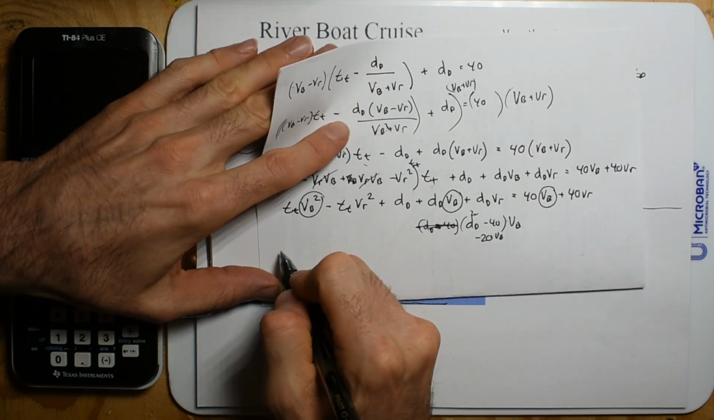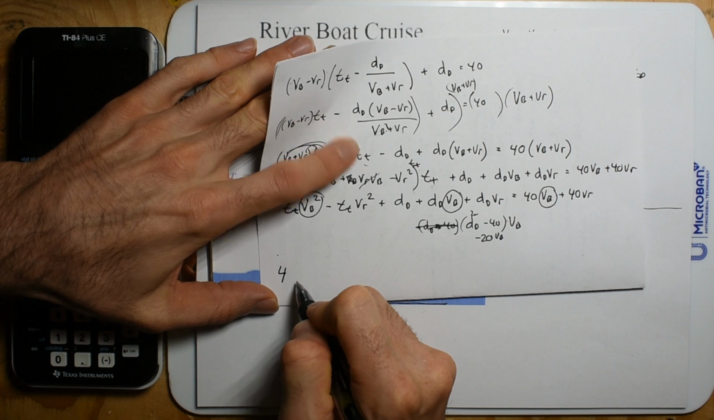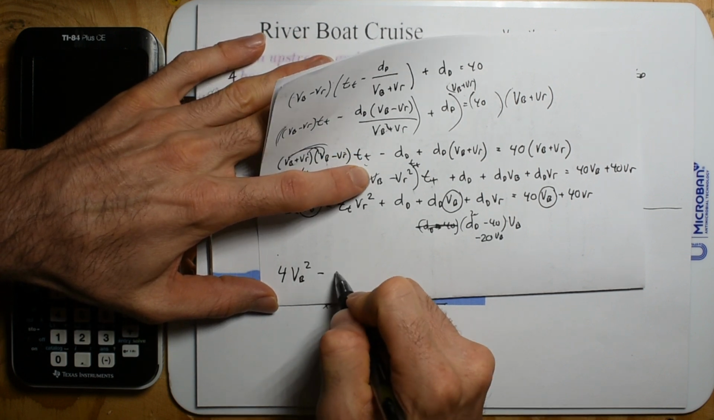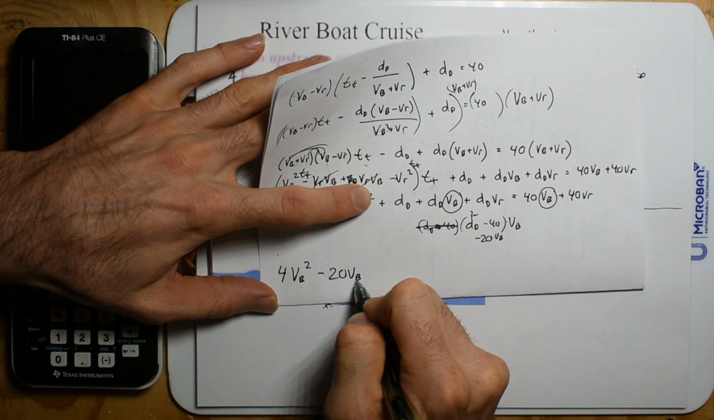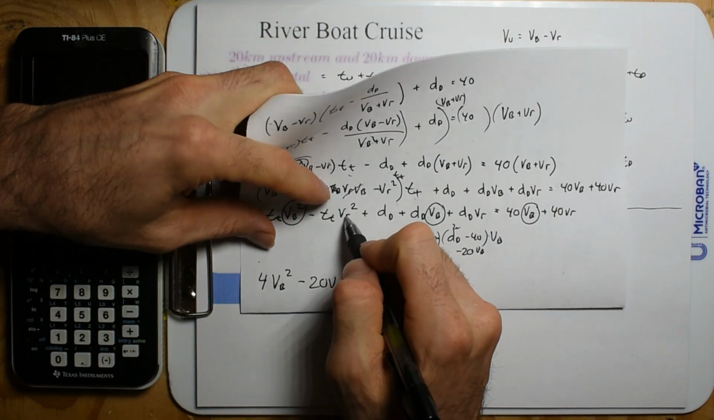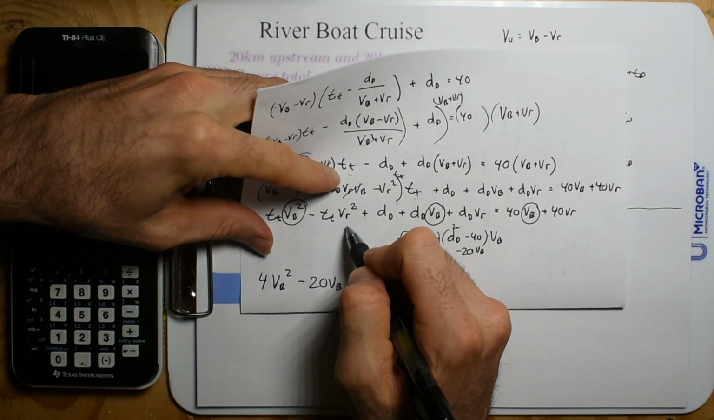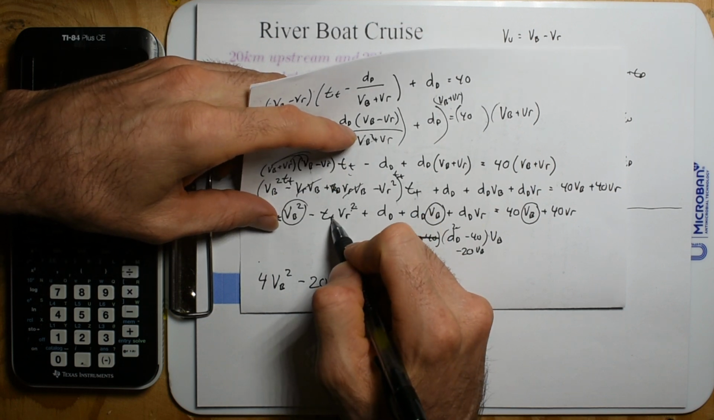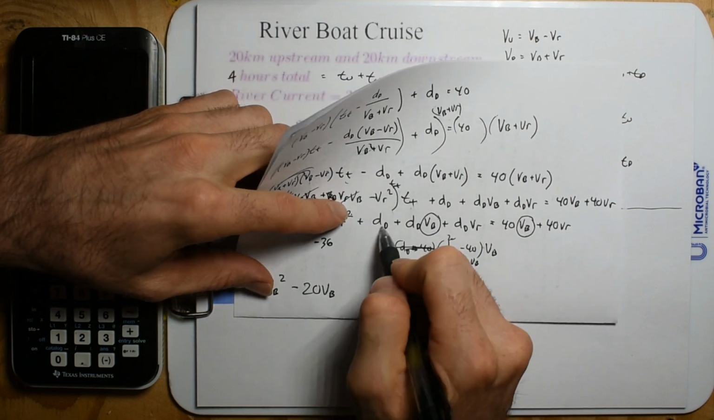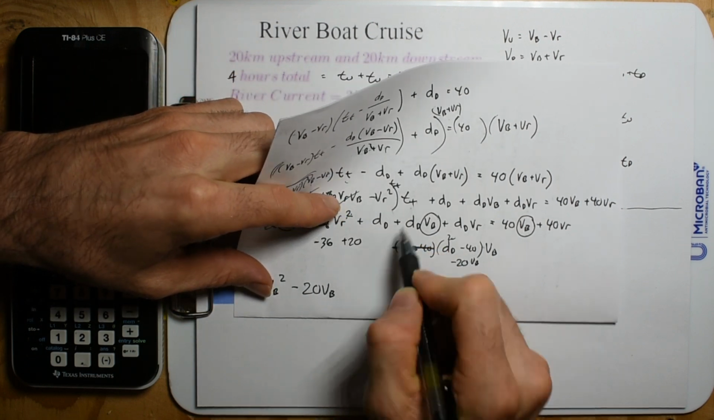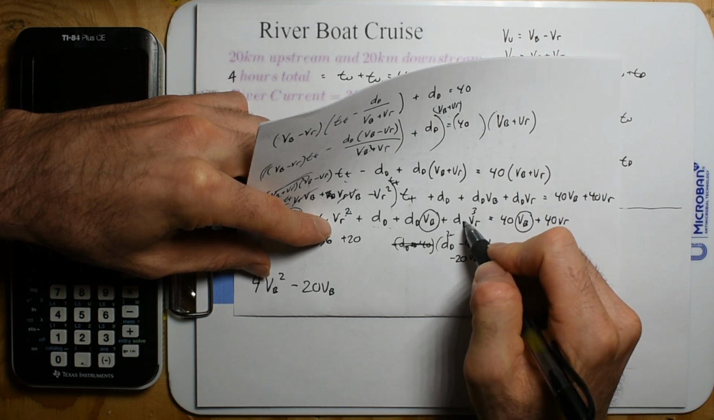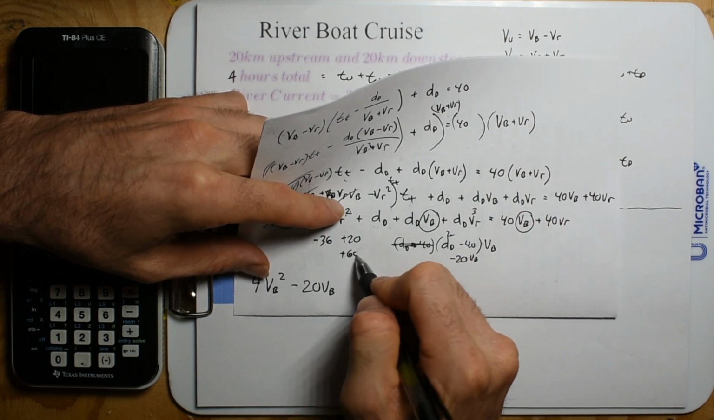So the total time is 4. For our quadratic, we have 4 VB squared minus 20 VB. And then for all our constants, the velocity of the river is 3. 3 squared is 9, and 9 times 4 is 36, so we've got negative 36 there. We have 20 plus 20 there. This is going to be 3 times 20, that's 60, so we've got plus 60.